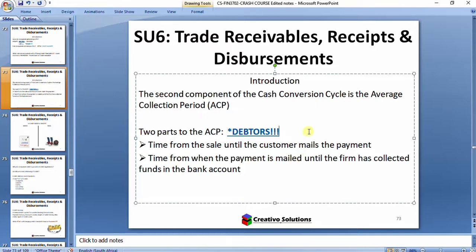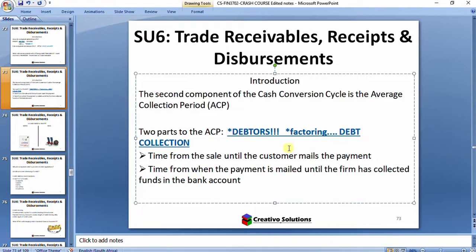Yes. Okay, so the textbook also talks about factoring and a few other methods that can help speed up the collection. Sometimes you don't have to collect your outstanding debtors, somebody else will collect it for you. That's the process of factoring, where you've got a debt collection company that will do the job for you. But the time is the important bit. It'll either lengthen or shorten the time depending on this management of ACP.